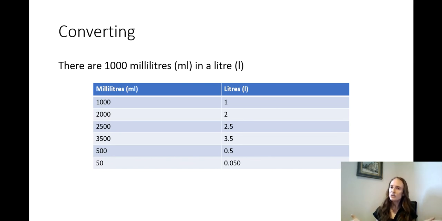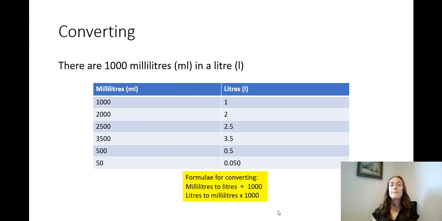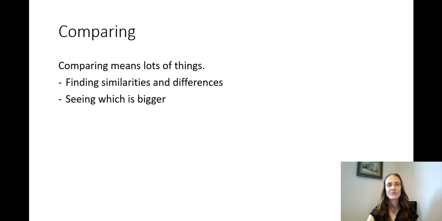So what did you do to convert them? What was the formula you used? And there it is, millilitres to litres, divide by 1,000, and litres to millilitres, multiply by 1,000. Now, comparing means a lot of things, and I know sometimes when we do literacy, I ask you to find similarities and differences. But particularly in maths, it means seeing which one is bigger or smaller. We use it to order things.